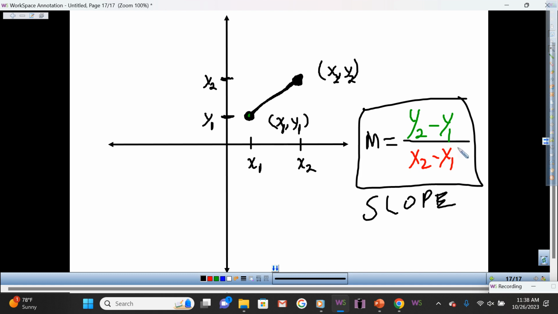Yes, we got it? Yes, Mr. Q. Do you know where it comes from now? Yes, good. Hopefully you learned that before, and this is just a review. If not, students, slope, slope, students.